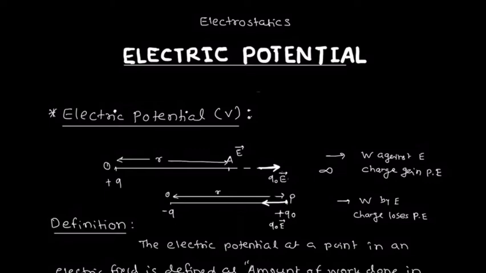Now we continue the next point, electric potential. Now how do we explain electric potential? First we consider a point charge plus Q at the point O. That charge is surrounded by the region of electric field. In that region, we choose a point A which is at a distance r from the point O. At that point, we find the electric potential.